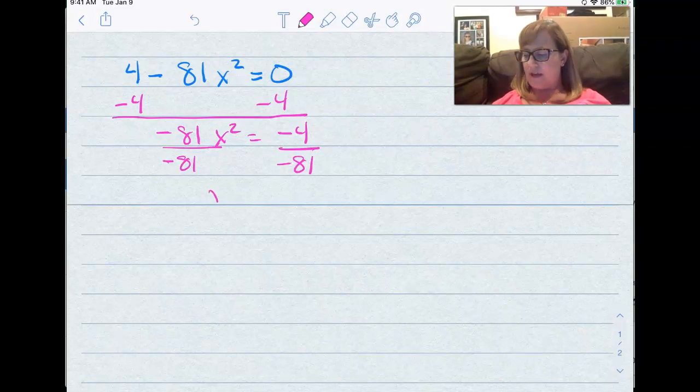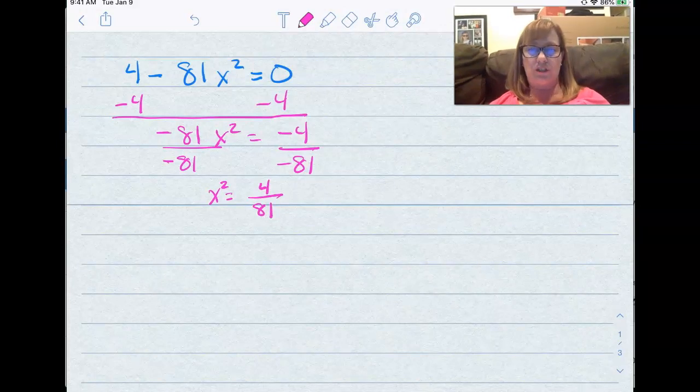Now we've got x squared equals negative divided by a negative. That's a positive. So we've got 4 over 81. Please, please, please resist your urge to turn this into a decimal. This is what I've been telling you all year. From here on in math, it's actually easier to deal with fractions.